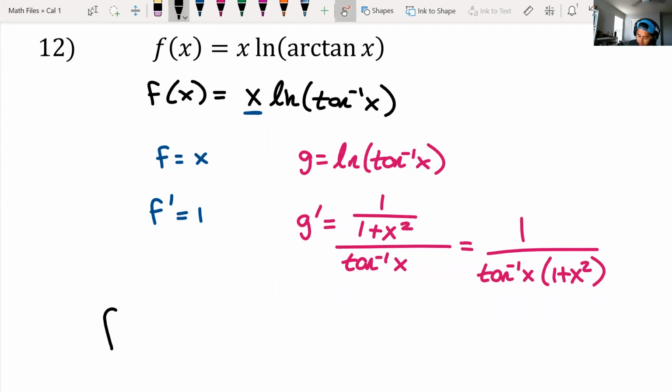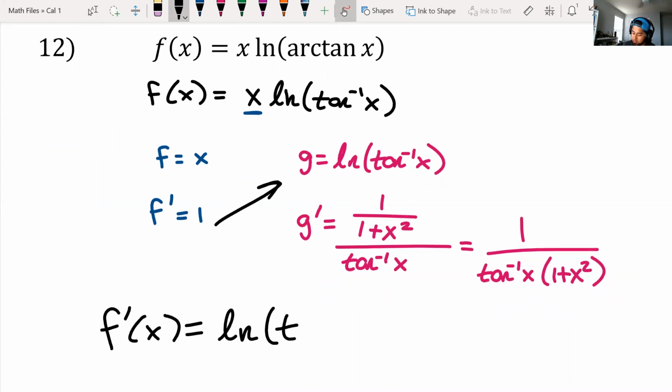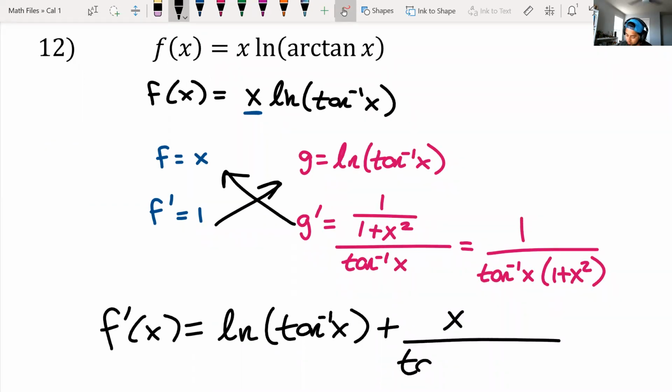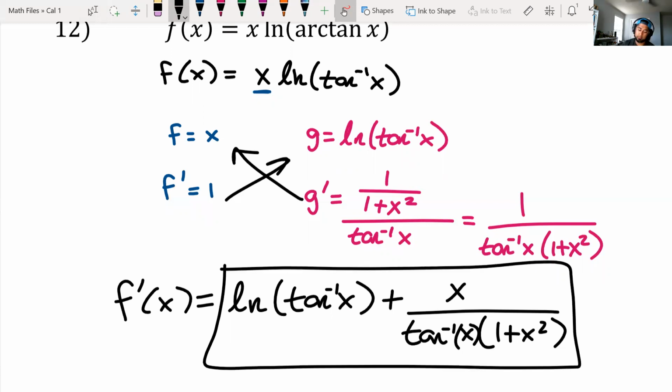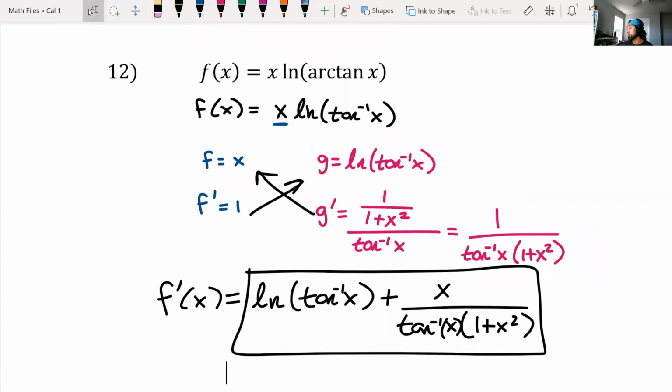Finish our product rule. F prime of x, f prime g, natural log, inverse tangent of x, plus g prime f, x over inverse tangent of x times 1 plus x squared. And I don't think we can do anything on that one. Nope. That one will be ugly as it is. Okay, all good.